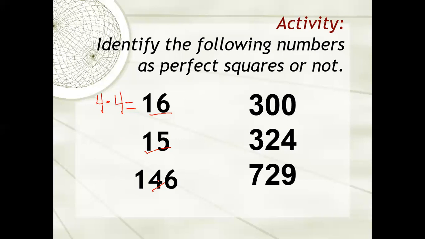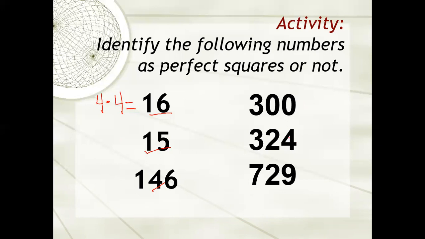Next, how about 300? Can you think of a factor of 300 that when you multiply it by itself once, it will give you a product of 300? Yes or no? Is it a perfect square number? No, it's not. So we cannot think of a factor of 300 that when you multiply it by itself will lead you to a product of 300.